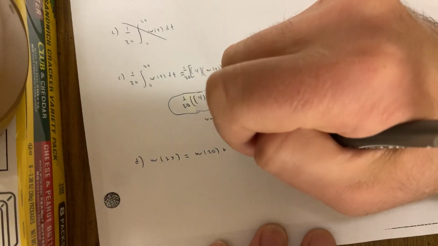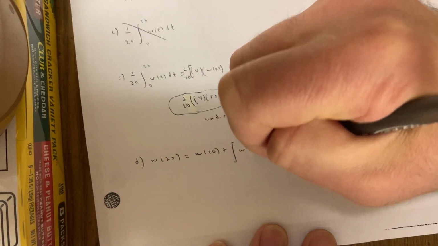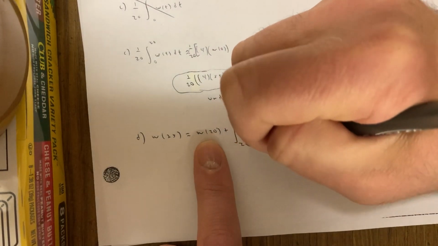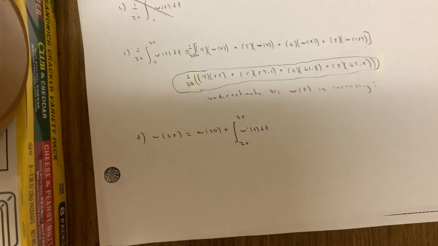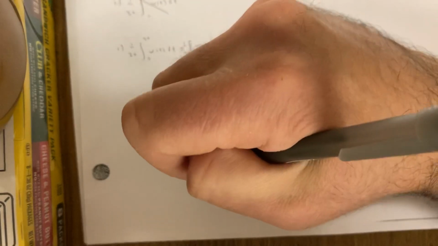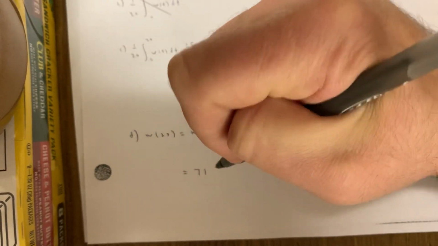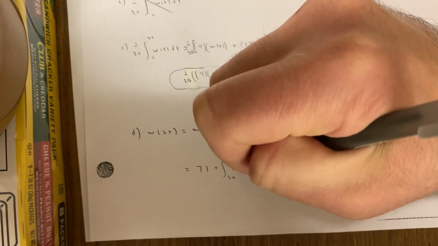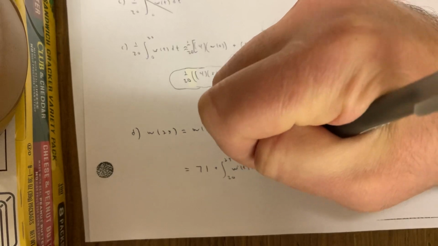Remember, I want to add to that the change in the water temperature, which means we integrate the rate at which the water temperature is changing, in this case, starting from t equals 20, ending at t equals 25. So this is the way to do it right here. It's really the only part that the calculator is necessary for. So 71 plus the integral from 20 to 25 of W prime of t with respect to t.